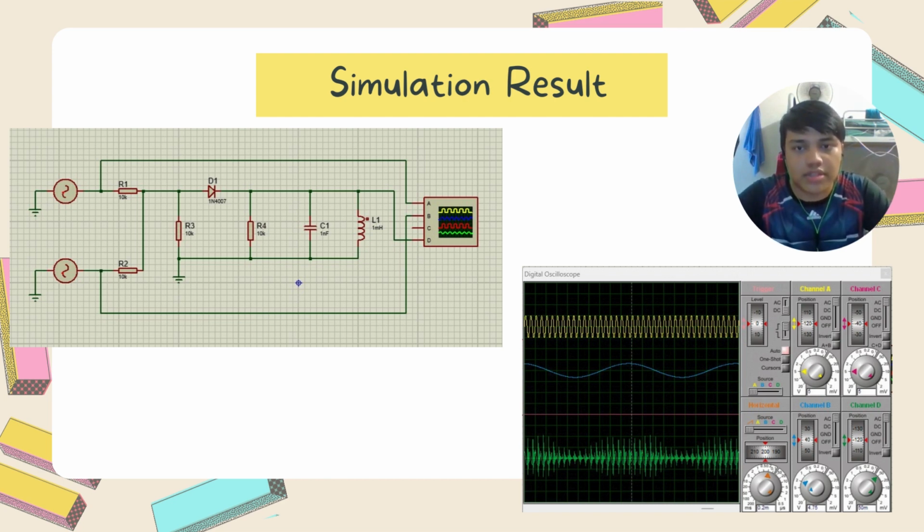As we can see, the carrier signal is connected to channel A, the modulating signal is connected to channel B, and the envelope of the modulating signal is connected to channel D. Beside the circuit diagram is the result. As we can see, the result on channel D shows over modulation.